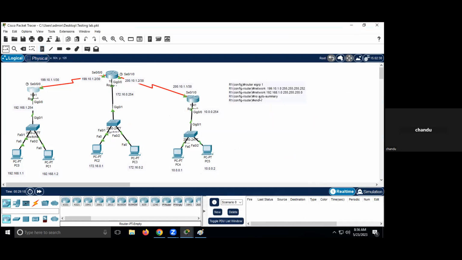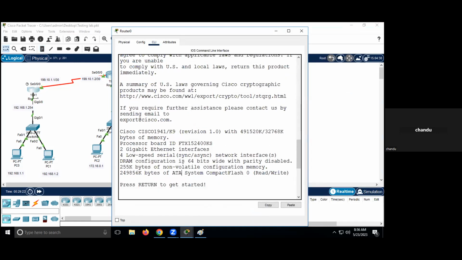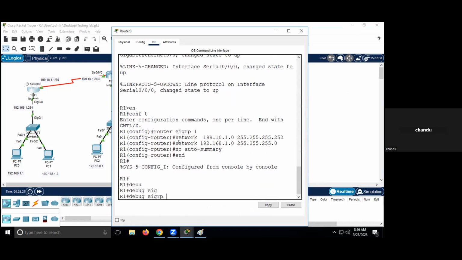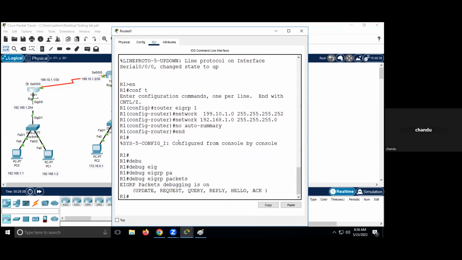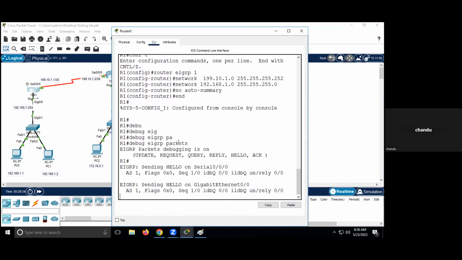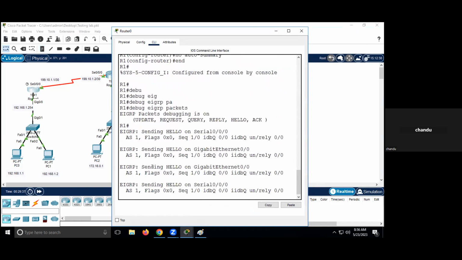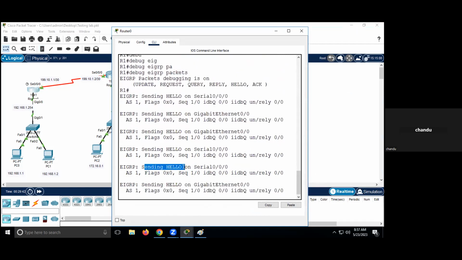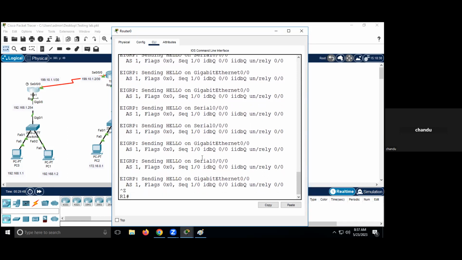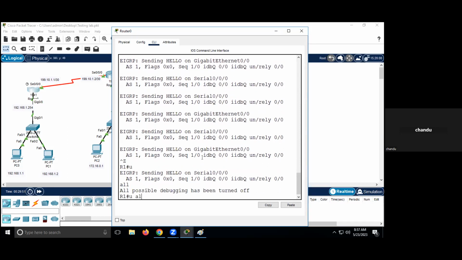Now I said once you configure EIGRP, this router 1 continuously sends hello messages. I want to debug the EIGRP packets. See, router 1 is sending hellos on the gig interface and on the serial. It's sending hello, hello, hello. But did router 1 receive any hello message from router 2? No. So stop, use undebug all.